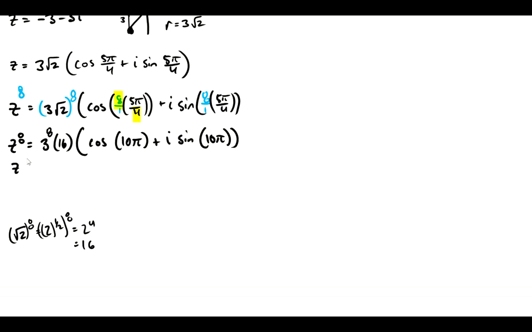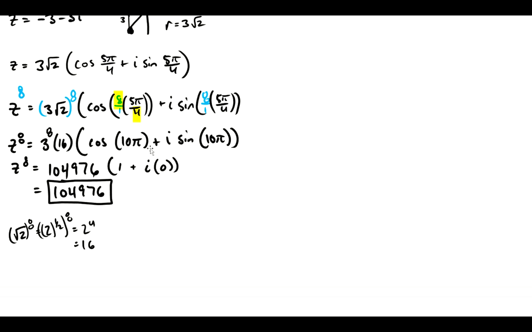So I've got z to the 8th. Since I did use a calculator to the side, I am going to write 104,976 was that portion there. And then cosine 10 pi is 1, plus i sine of 10 pi is 0. So our final answer is just 104,976.